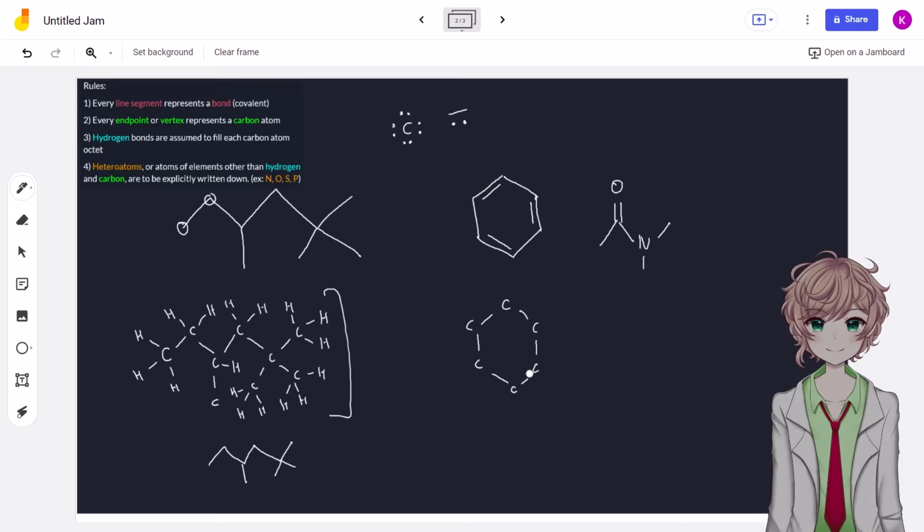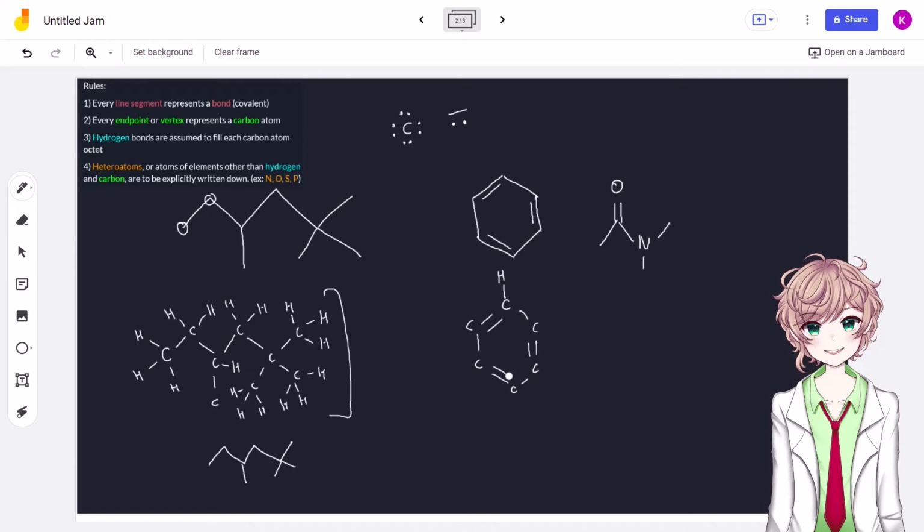And let's fill out the remaining bonds. It's not exact, but actually, yeah, we'll get into resonance later, but it should look something like this. Now let's look at this carbon. We have 3 bonds, so we have 6 electrons. So that means we imply there's 1 hydrogen. And same for this one, same for every single one of this.